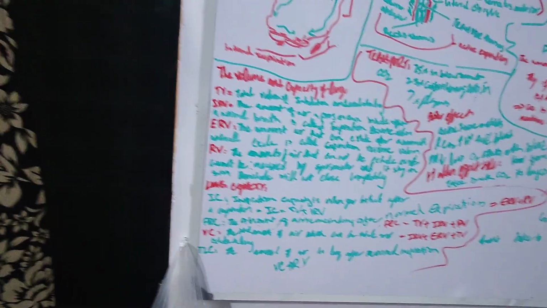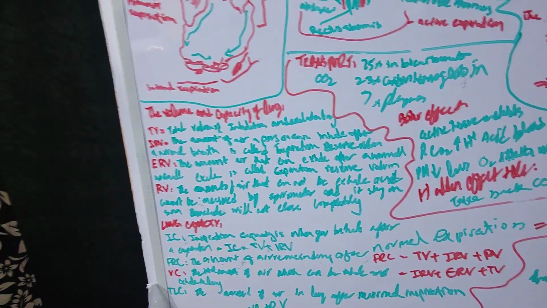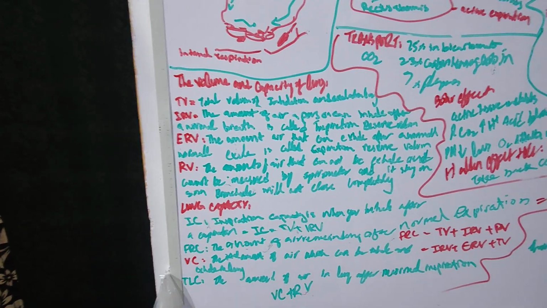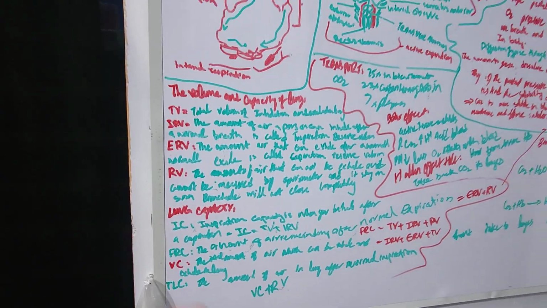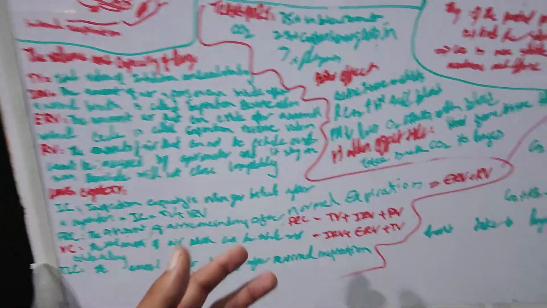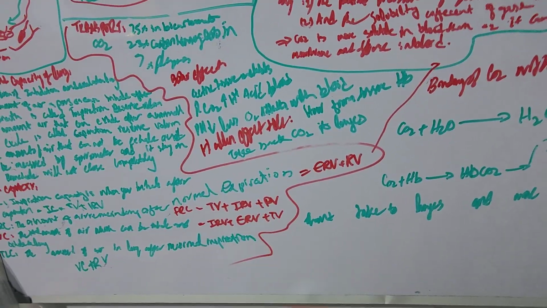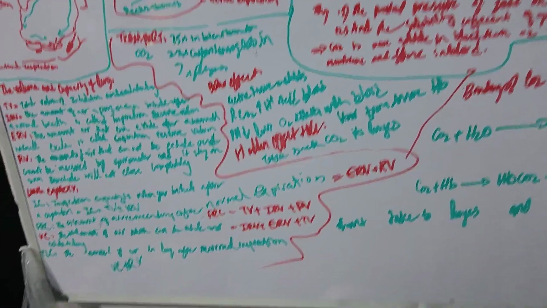Then we have FRC, functional residual capacity. It is the amount of air remaining after normal expiration. It is equal to ERV, expiratory reserve volume, plus RV, reserve volume.